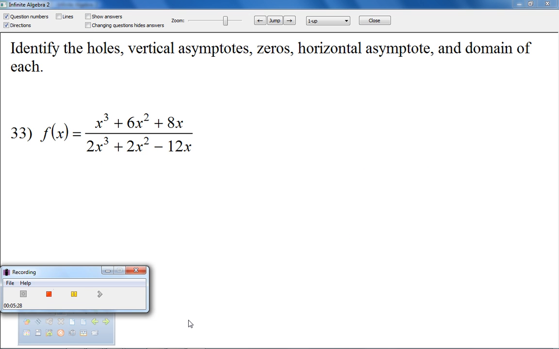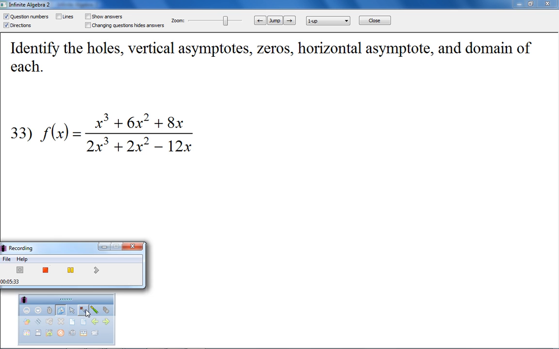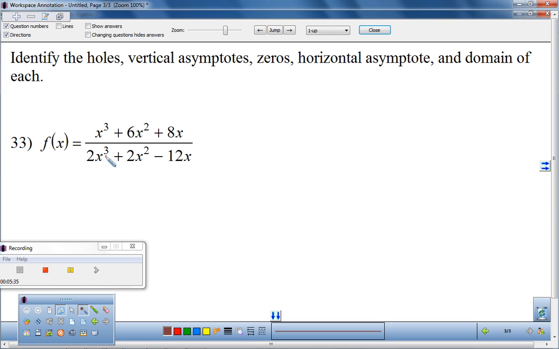Alright, here, similar process, but we're going to go through this. First of all, they have the same degree. So when the degree is equal, the horizontal asymptote is the leading coefficients over each other. So y is equal to 1/2. That would be our horizontal asymptote.